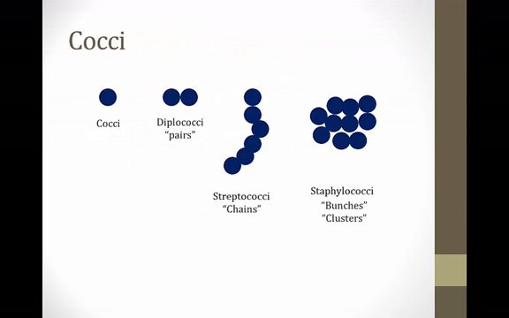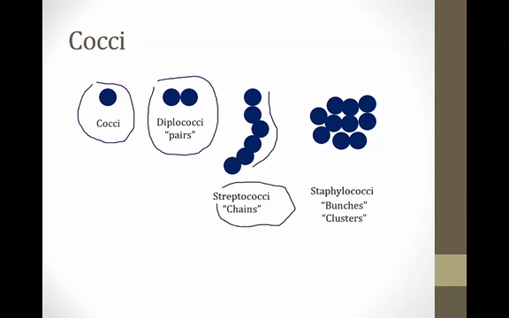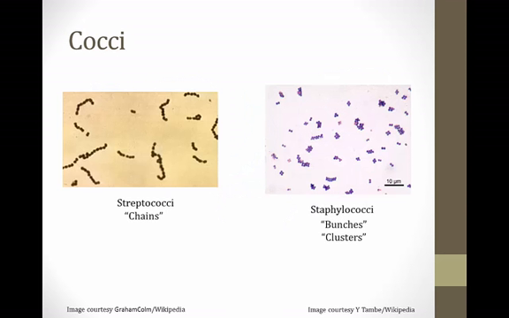So cocci are a very common shape, especially for gram-positive bacteria. They're little circles like this, and they tend to come in certain patterns. Sometimes you'll see diplococci, which are pairs of cocci. Some cocci tend to appear in chains like this. That's what streptococci tend to do. And some tend to grow in bunches or clusters. That's what staphylococci tend to do. And on this slide, I've shown you some pictures of how these things look under the microscope. So these are streptococci here, and you can see that there are long chains forming. Over here, we've got staphylococci, and you can see that there are little bunches together of these small circle bacteria.